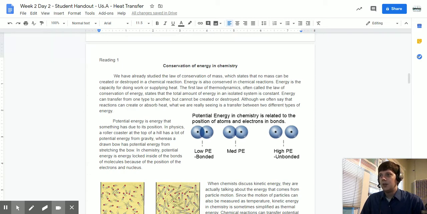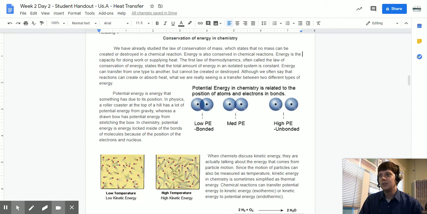The first law of thermodynamics, often called the law of conservation of energy, states that the total amount of energy in an isolated system is constant. Energy can transfer from one type to another, but cannot be created or destroyed. Although we often say that reactions can create or absorb heat, what we are really seeing is a transfer between two different types of energy.